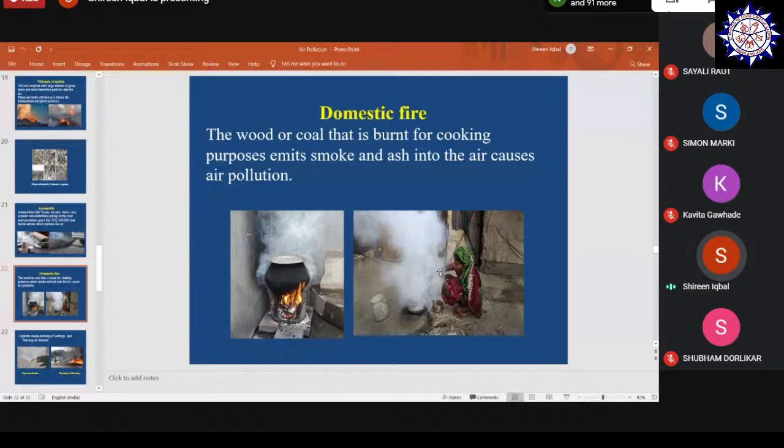And here also you can see the smoke which is emitting out. And this smoke, जब जो खाना बना रहा होगा उसके आँखों में जाएगा. Again it will go in the throat. It will cause irritation in the throat, and it will also affect the lungs.